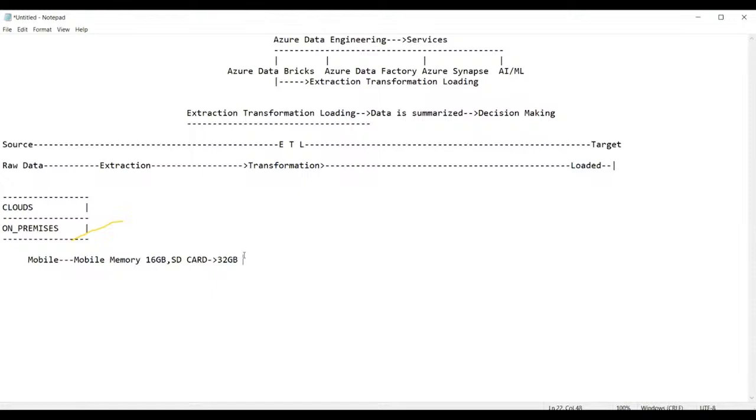So now tell me, in total, how much memory do you have in your mobile phone? 32 plus 16, guys, tell me. 32 plus 16 means what? 48 GB. Very good. So in total, you can store up to 48 GB in your mobile phone along with the SD card.